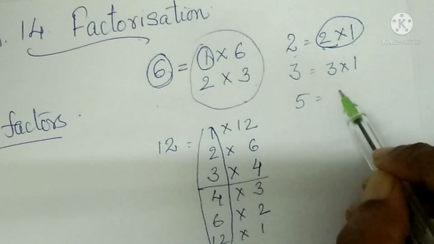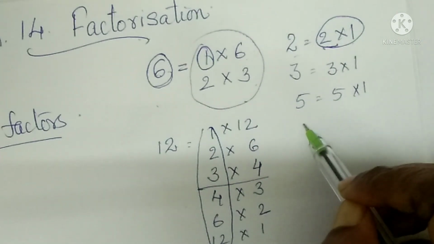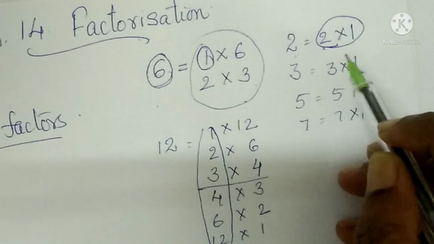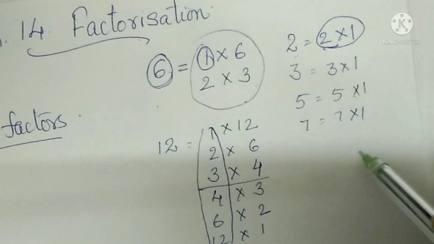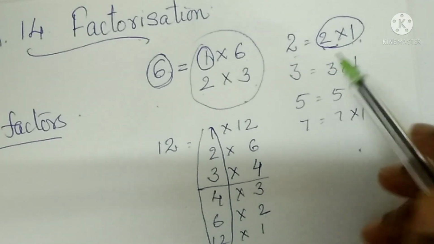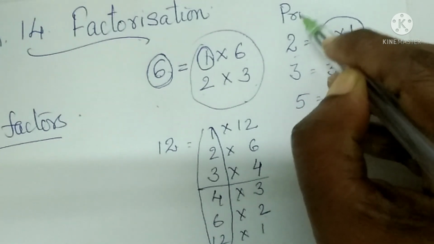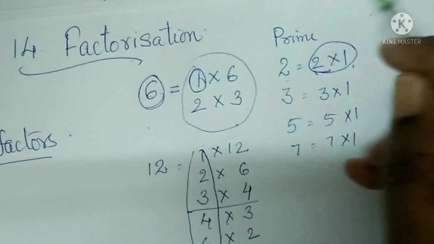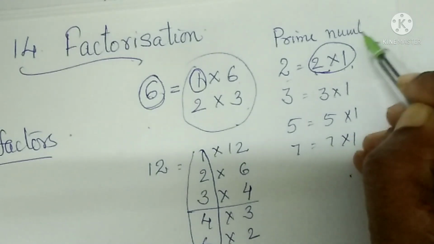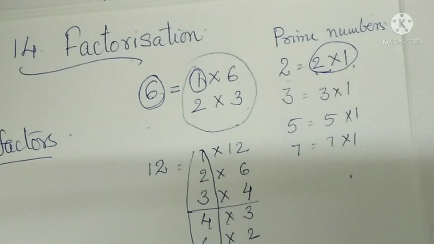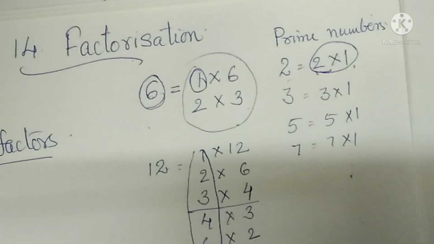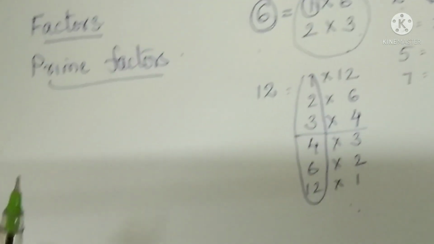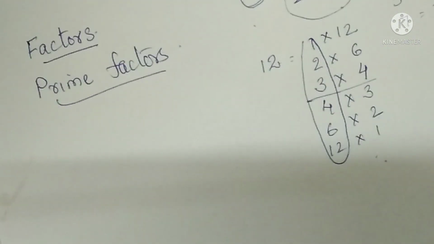Then 5, if you take 5 into 1. Similarly, 7 into 1. So, there are some numbers which have only two factors, that is the number itself and 1. Such numbers are called prime numbers. This is all you have learned in lower classes, this is just revision. Prime numbers are the numbers which can be written as the product of that number and 1 only, no other way.